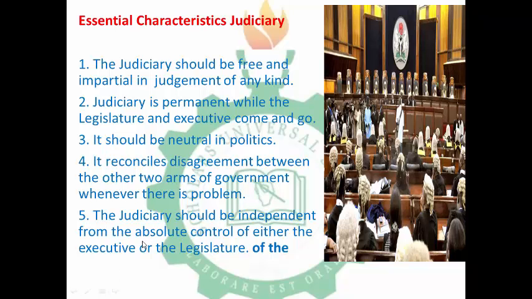That is the legislature and the executive arm of government. Then the fifth one is that the judiciary should be independent from the absolute control of either the executive or the legislature.